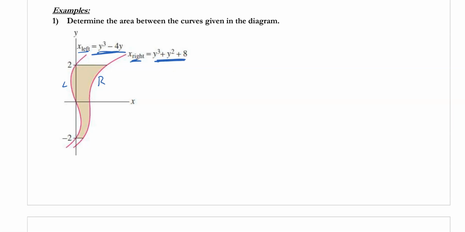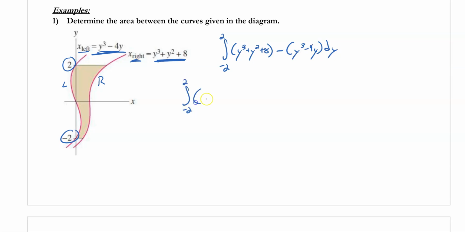Okay, and you'll notice we have our y values, negative 2 and 2. We don't care about the corresponding x values at all, so we're going to integrate from negative 2 to 2, right minus left. So y cubed plus y squared plus 8 minus y cubed minus 4y dy. We'll simplify this, negative 2 to 2. The y cubes are going to cancel because you're going to have a minus sign there. I'm going to get y squared plus 4y plus 8 dy.